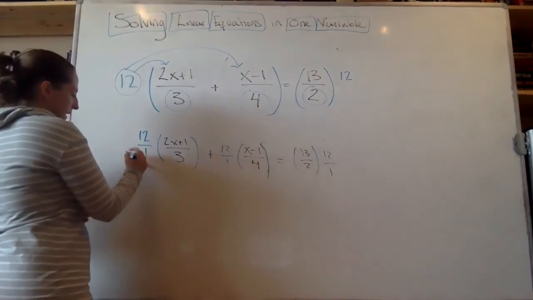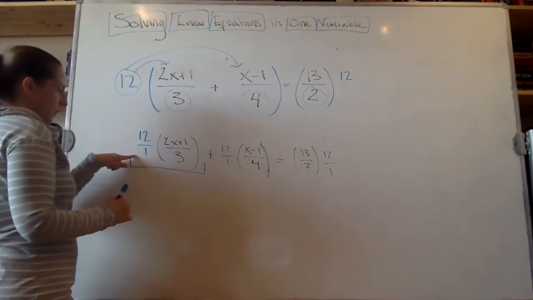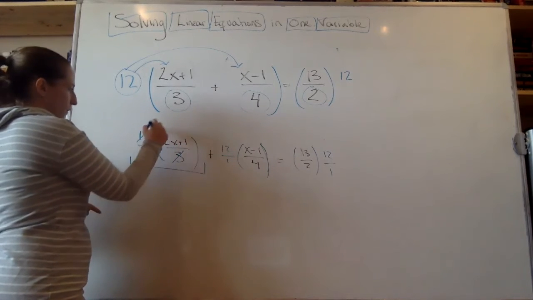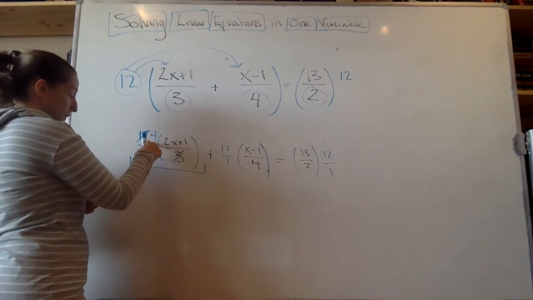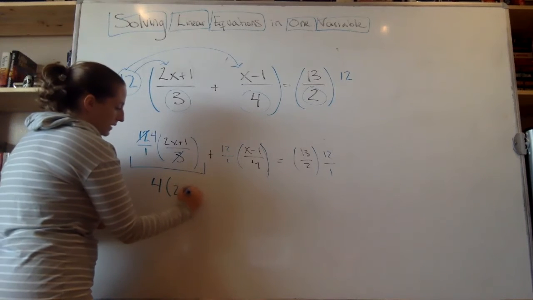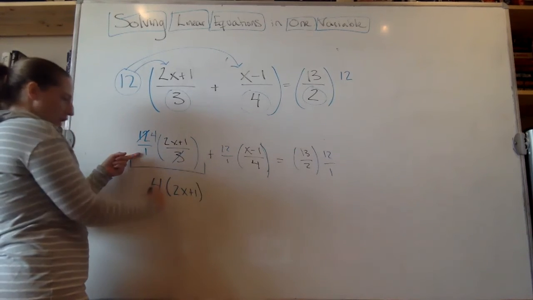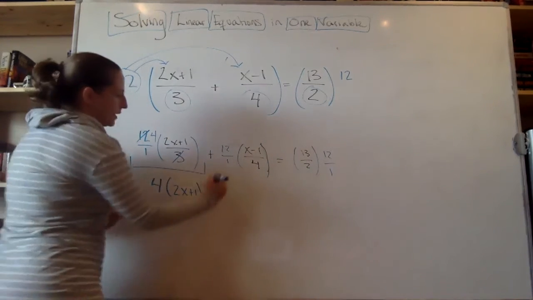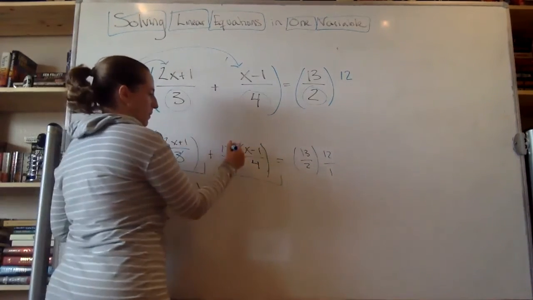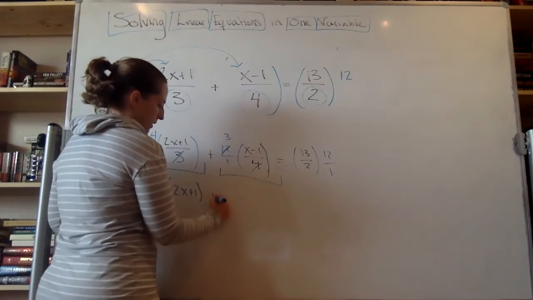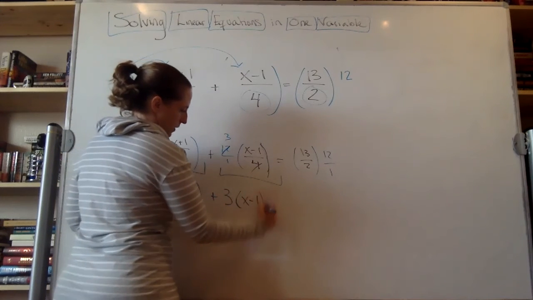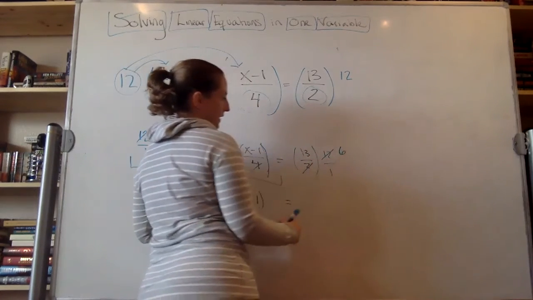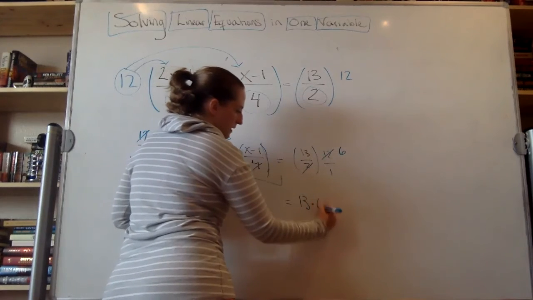And the reason I did that is because now when we look at each piece of this, I have 12 over 1 times 2x plus 1 over 3. Notice that I can do some canceling. 12 over 3 is the same thing as 4. So here I'm left with 4 times 2x plus 1. Technically that's all over 1, but when we divide by 1, we don't really need to write that. Now for our next term, I've got a 12 on top and a 4 on bottom. Those cancel, leaving me with a 3. So I'm left with 3 times x minus 1. And that's going to equal, over here, I've got a 12 on top and a 2 on the bottom. That cancels, leaving me with a 6. So that leaves me with 13 times 6.